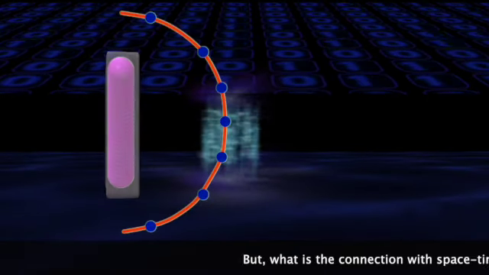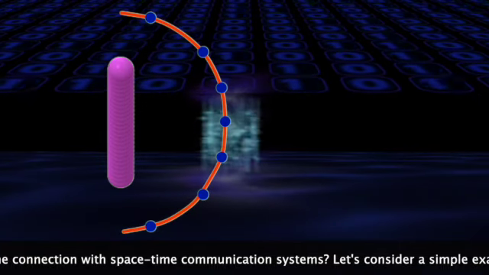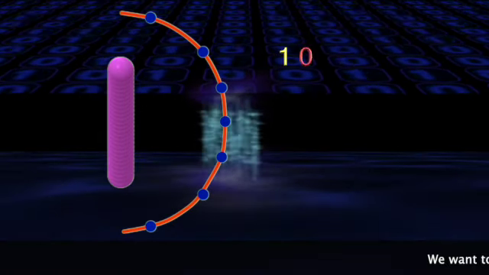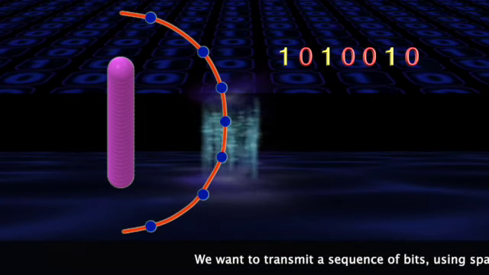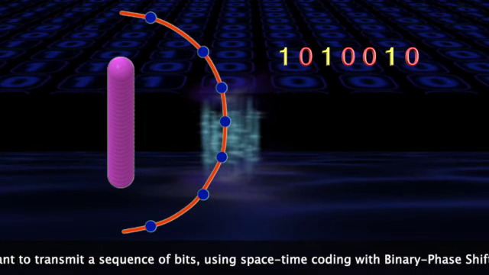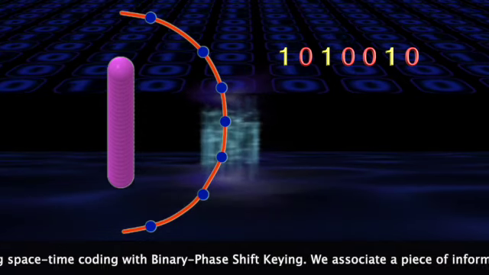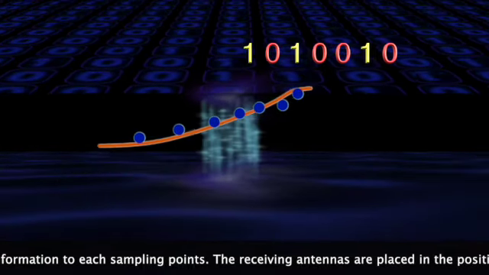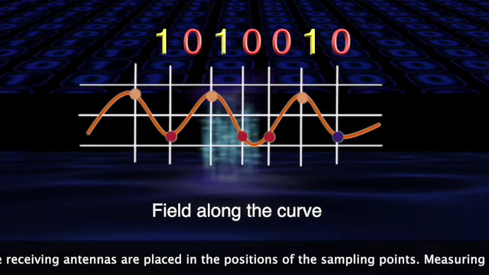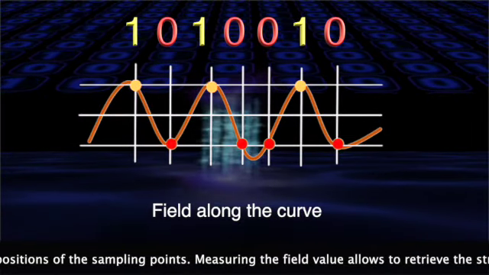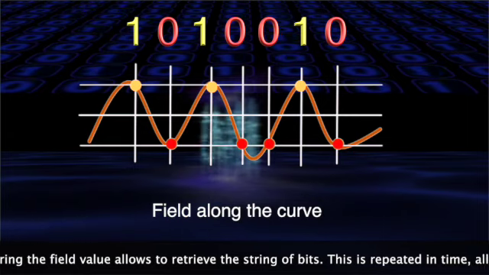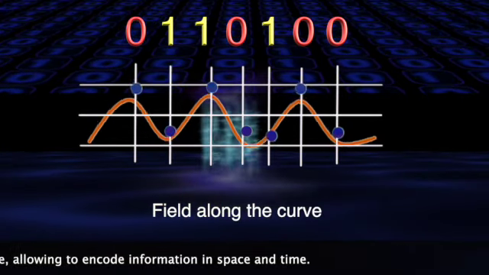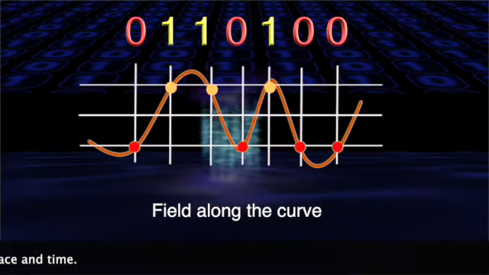But what is the connection with spacetime communication systems? Let's consider a simple example. We want to transmit a sequence of bits, using spacetime coding with binary phase shift keying. We associate a piece of information to each sampling point. The receiving antennas are placed in the positions of the sampling points. Measuring the field value allows us to retrieve the string of bits. This is repeated in time, allowing us to encode information in space and time.